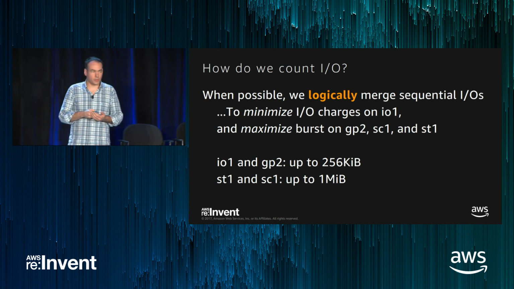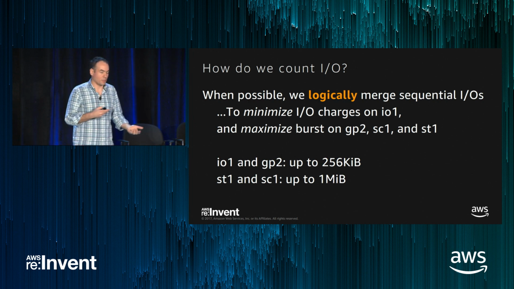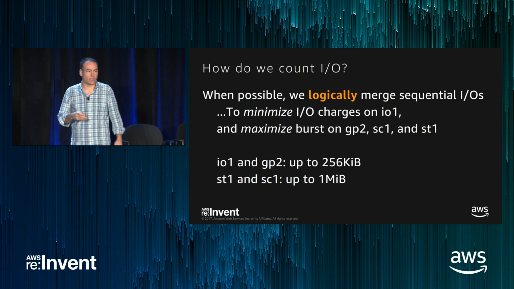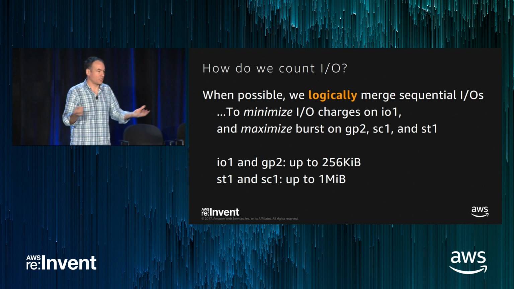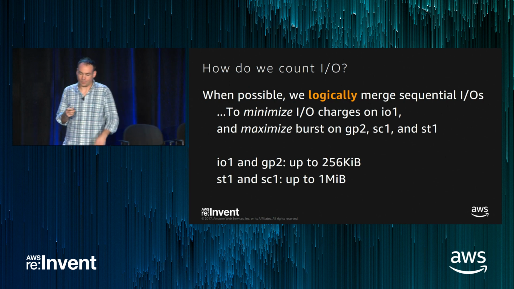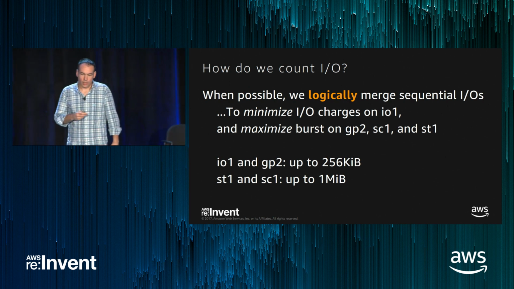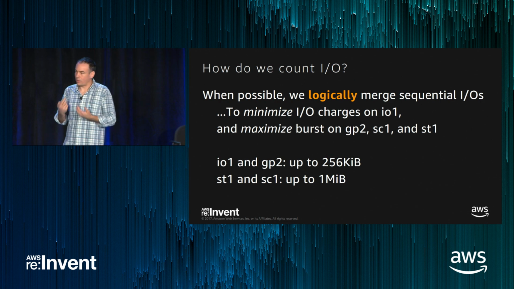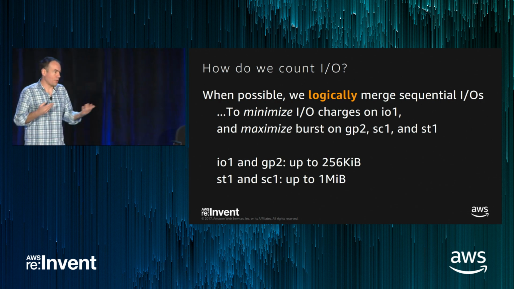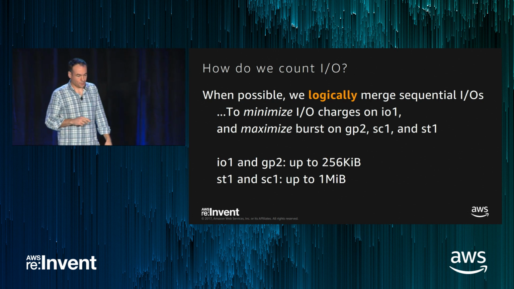Now, this is logical merging. We don't hang on to your IO and wait for the next one and the next one to complete before we account and complete them all. We just keep track of where those IOs were. If we notice that they're sequential, we won't take any more tokens out of the limiters. In general, if you're doing sequential IO, you still want to submit as large as you can, but we'll keep track of it as best we can.